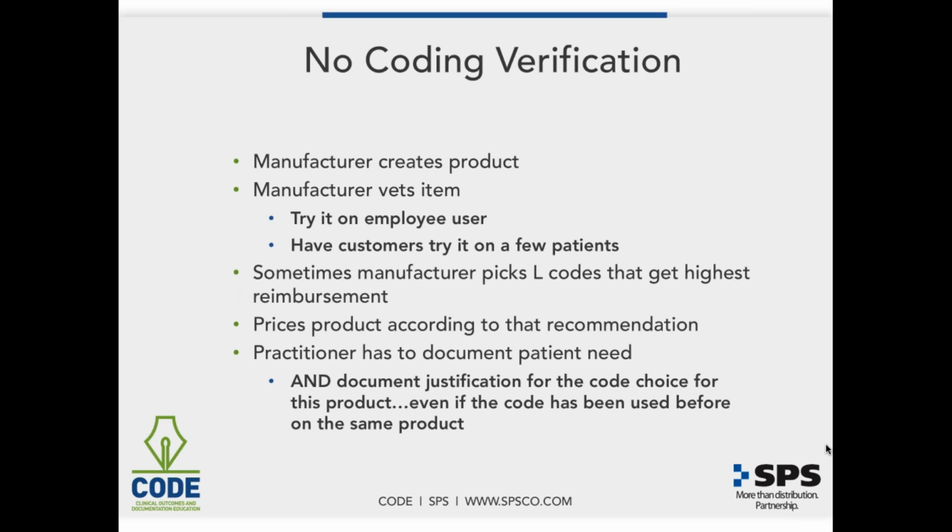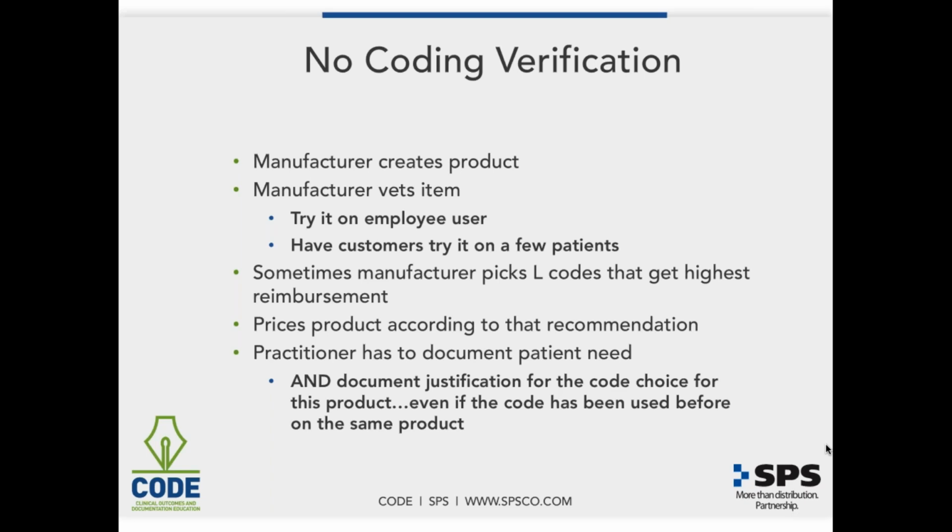If we don't have coding verification, what happens, right? So what we often see happening in P&O is the manufacturer will create the product. The manufacturer vets the item, but again, for lots of reasons, it's hard to do large-scale research. So they might try it on a user, have a few customers try it on a few patients, do some sort of informal vetting. Then they would potentially pick an L code that gets a high reimbursement.